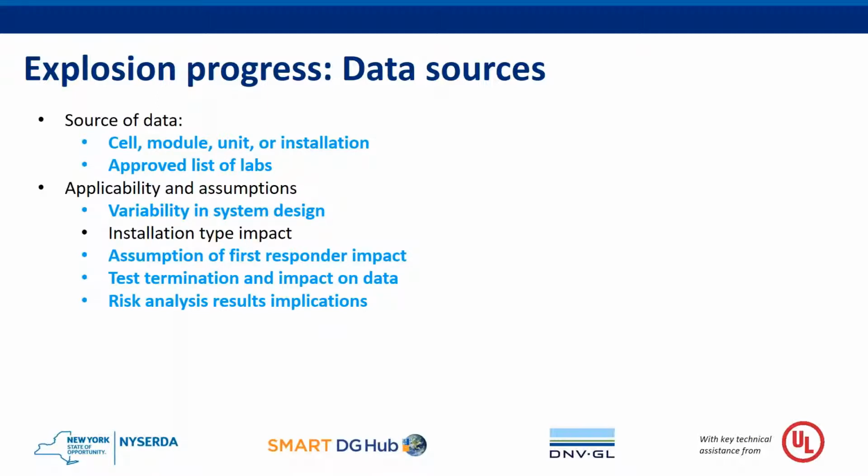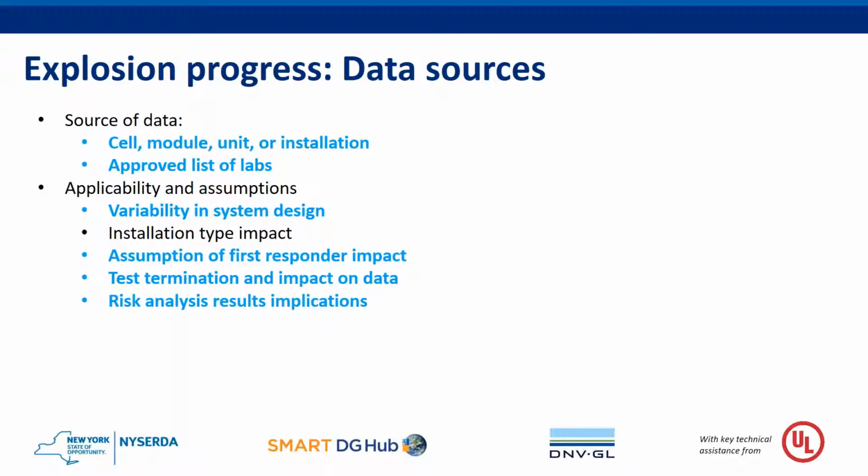And the data that's used for the analysis has been determined to be cell-level data for the composition of the gases, so different percentages of gases within the stream of gases that come out under failure conditions. And then module or unit level test data, which will show you the volume of gases and the flow rate of those gases that are released. So essentially taking the cell level compositions and applying them to the larger system flow rates of gases.